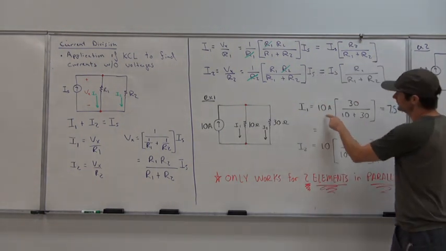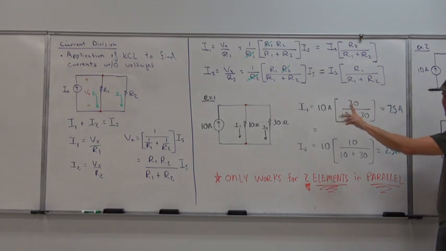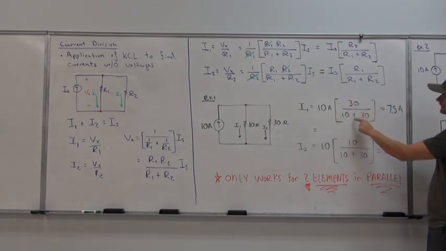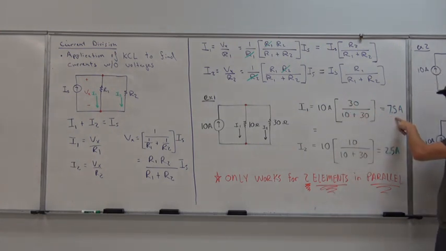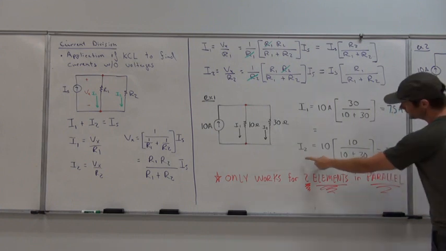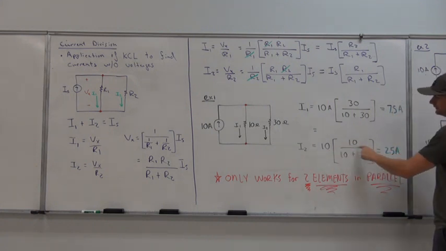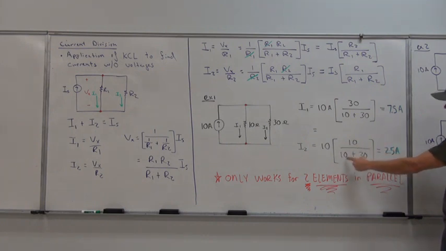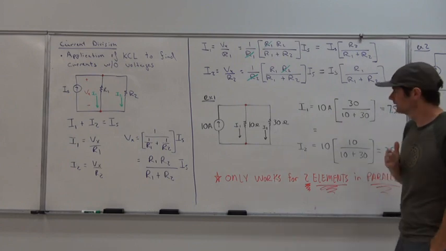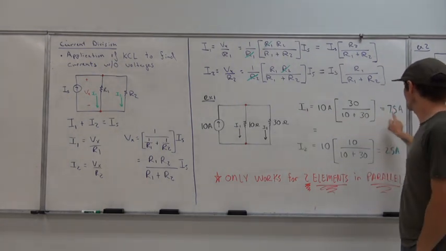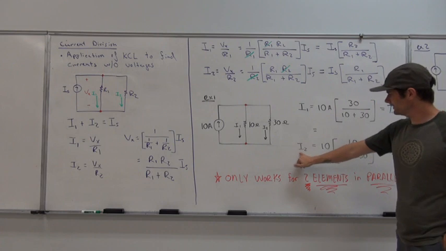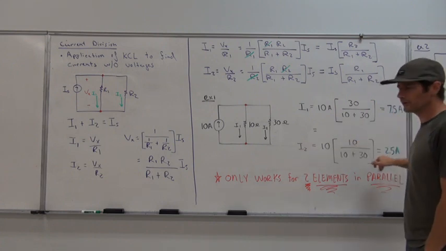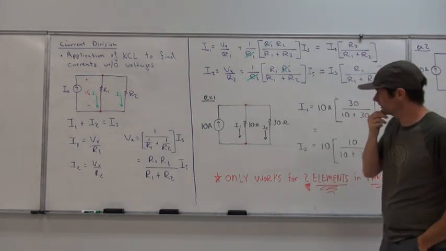So I1 is equal to 10 amps multiplied, remember, by the opposite resistance, 30 over 10 plus 30. That gives us 7.5 amps. I2 is equal to 10 amps times 10 over 10 plus 30 ohms. And so with the opposite resistance, we actually get 2.5 amps. So for I1 we got more current, and for I2 we got less current from that 10 amps. We got a different proportion here.